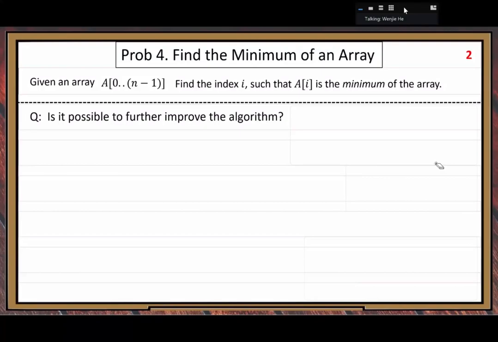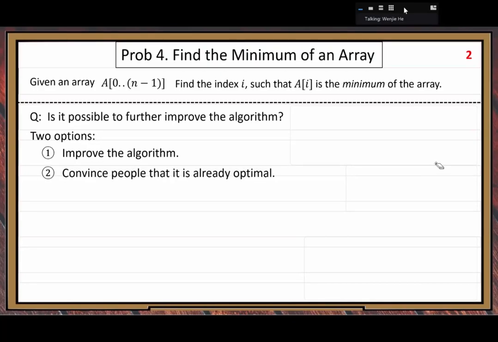Is it possible to further improve the algorithm? This question is not that easy to answer. There are two possibilities. The first possibility: we can improve the algorithm, so it is not optimal. We can still improve it, and then we should do it. But sometimes you cannot improve it.